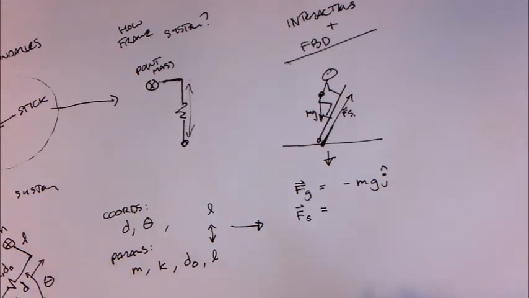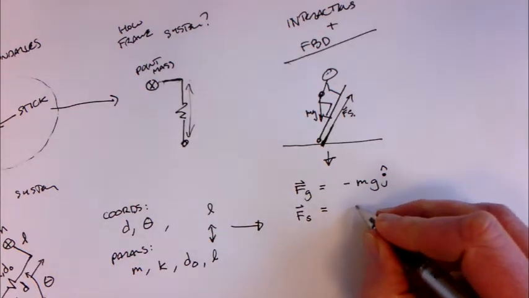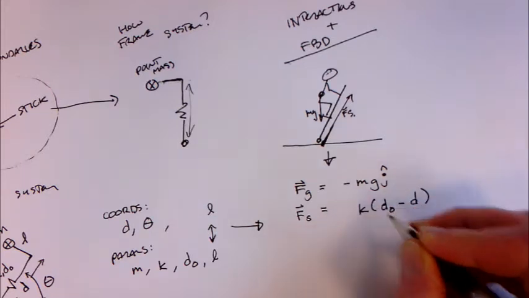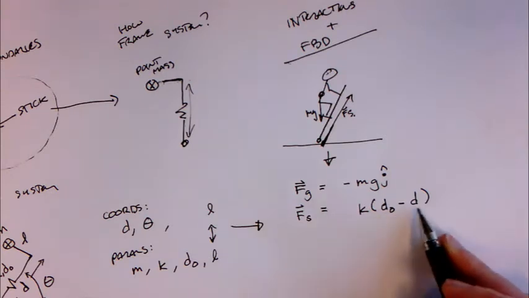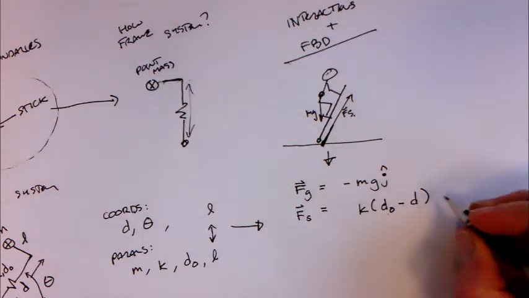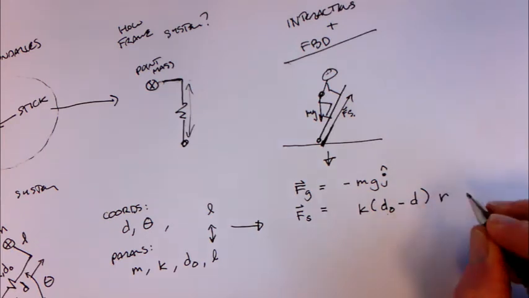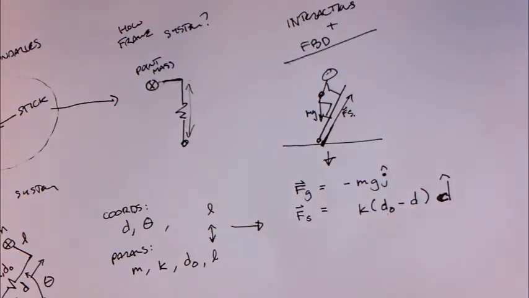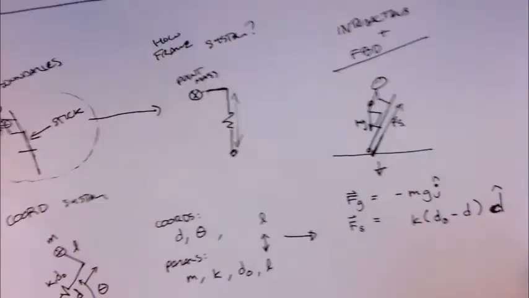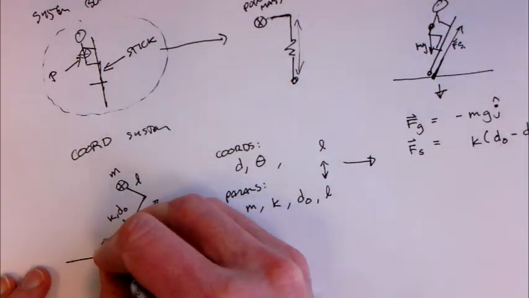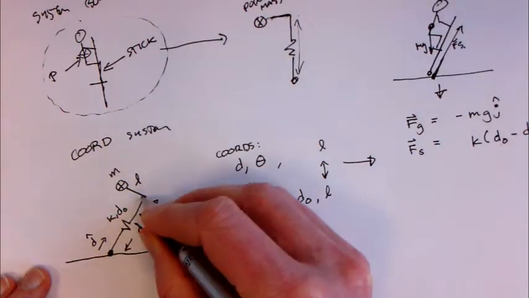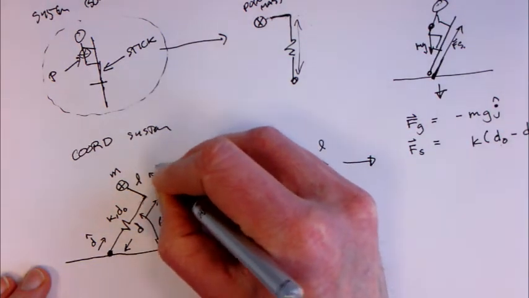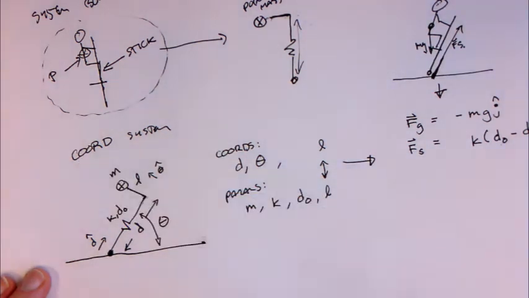The spring force is also not terribly hard to write if we choose to use a polar coordinate system. So the spring force here would be a spring constant times the difference between the spring's rest length and the actual length of the spring, and it would be oriented in, I'll say, the d hat direction, where d hat indicates the direction along the actual spring. So notice that d hat is along the spring. Theta hat would be a unit vector that's perpendicular to the spring.